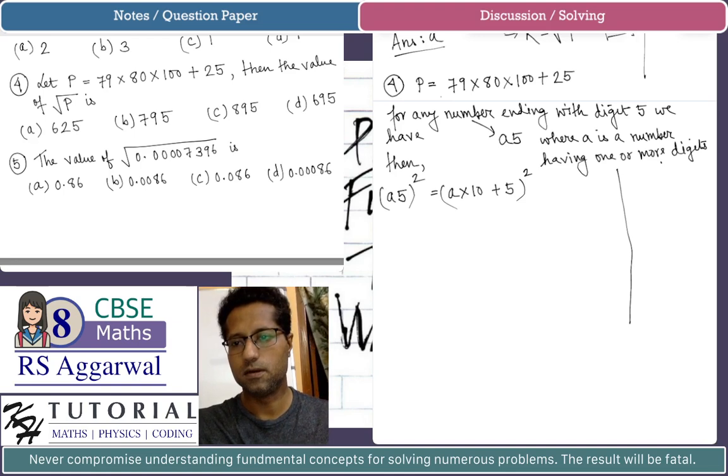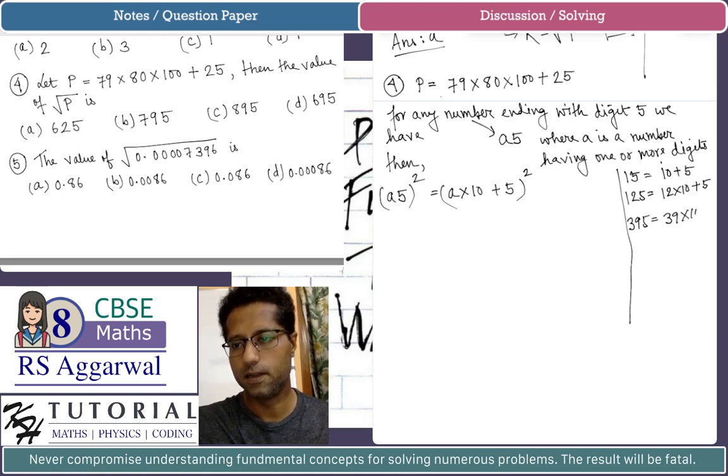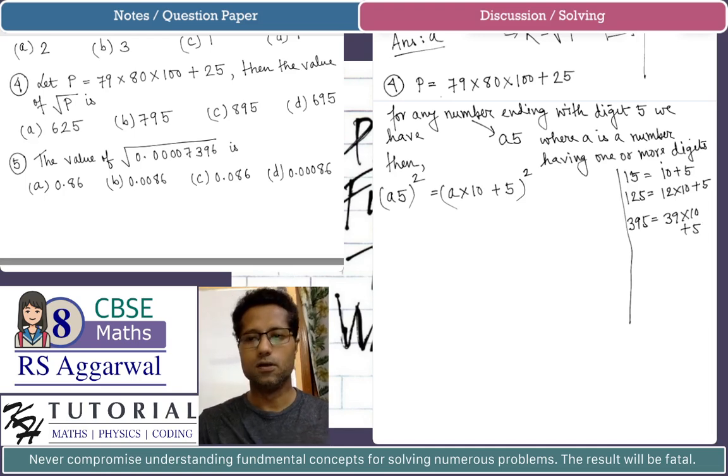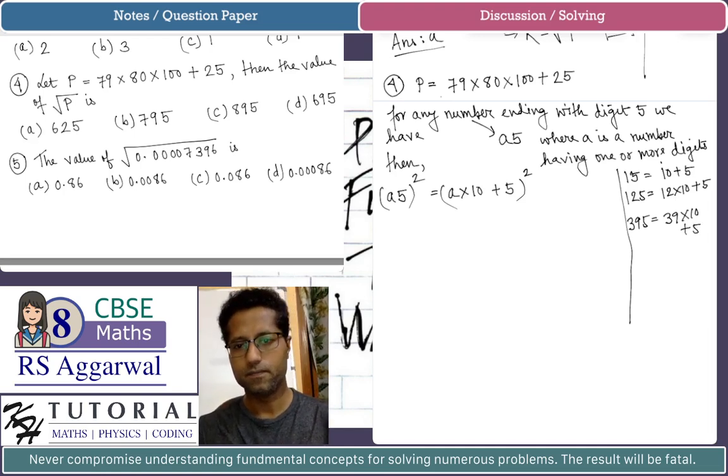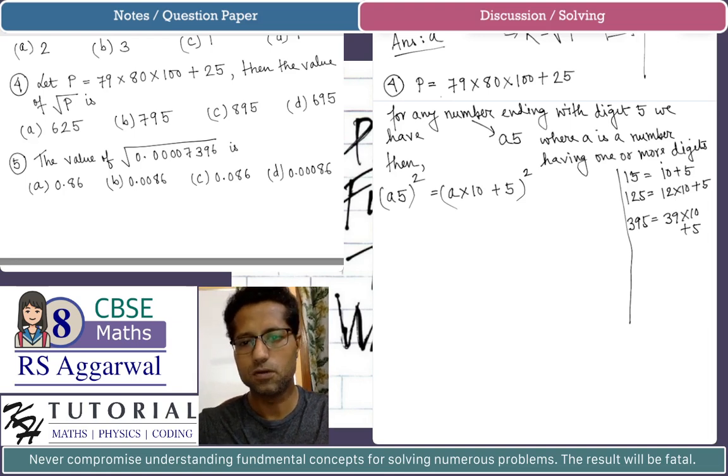Consider, let's say, 15. 15 is 10 plus 5. Consider 125. 125 is 12 into 10 plus 5. Consider 395, which is equal to 39 multiplied by 10 plus 5, and so on. So I can always write the number A5 as A into 10 plus 5, where A is a number having one or more digits.